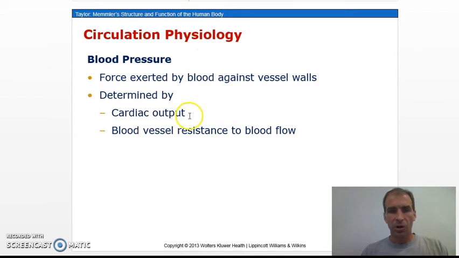One is what we call cardiac output. And cardiac output is simply going to be the amount of blood your heart is pushing out per minute. And this is simply a product of heart rate times stroke volume. Heart rate being how much your heart beats, stroke volume being the volume of blood per beat, in liters or milliliters. So that's one part of it, but it's not the only part because the vessels play a role as well.